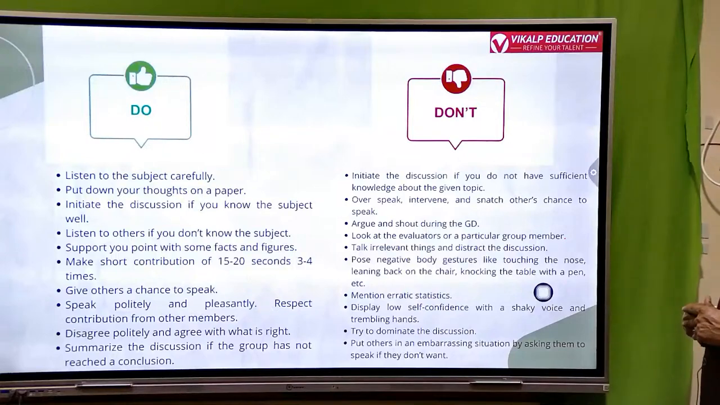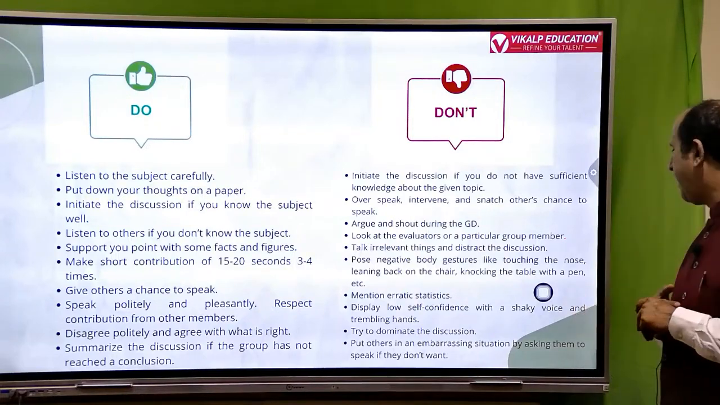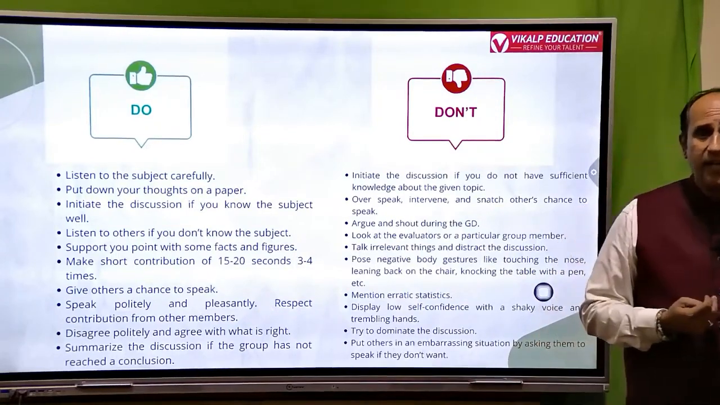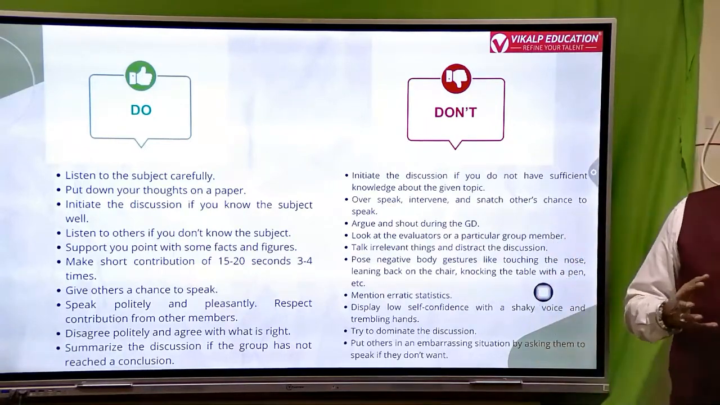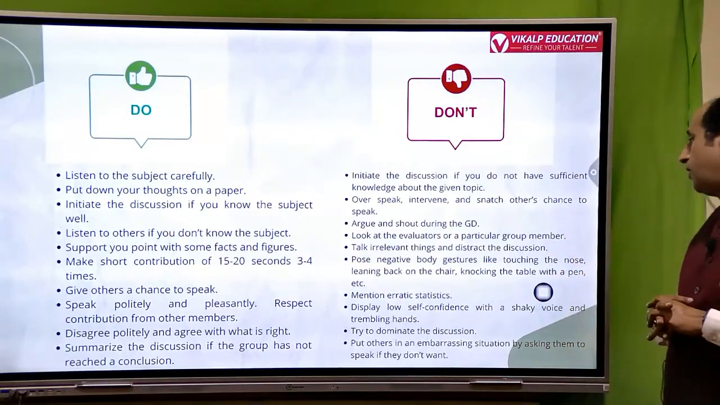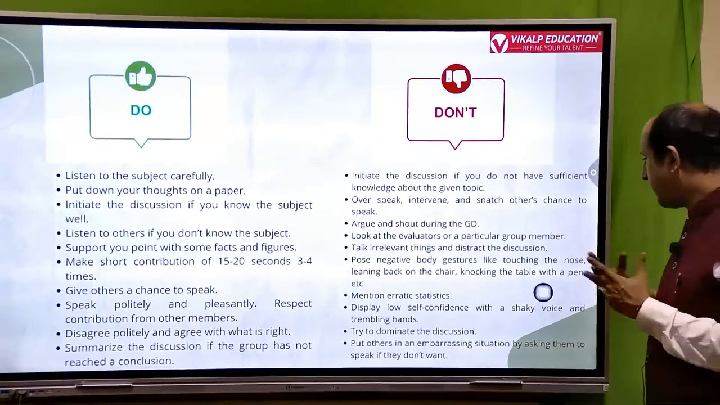Post negative body gestures like touching the nose, ये होता है. तो subconsciously हो जाएगा वहाँ पे. But कोशिश करो you don't do that while the talk is on. Post negative body gestures.